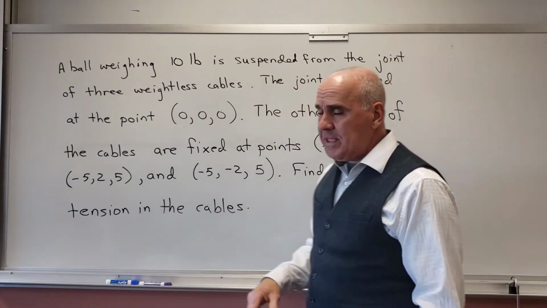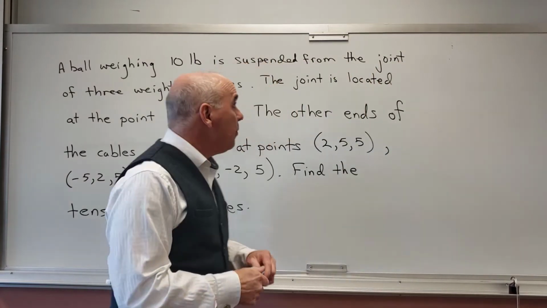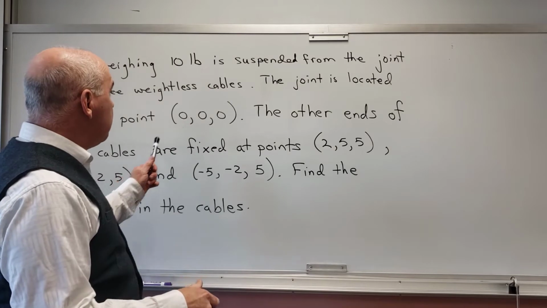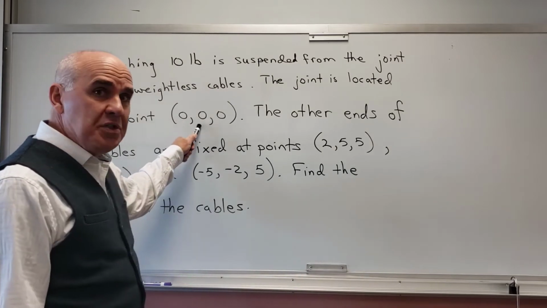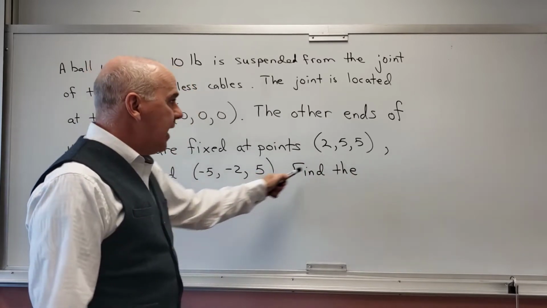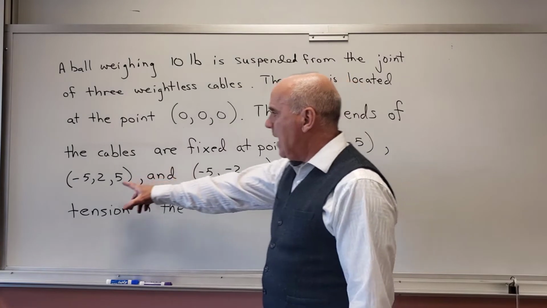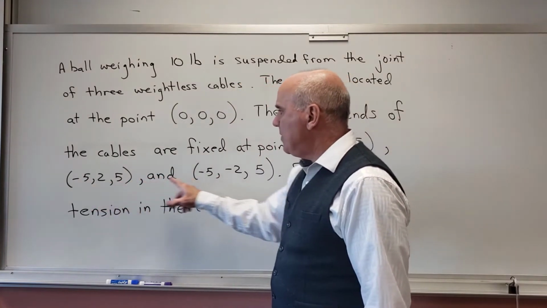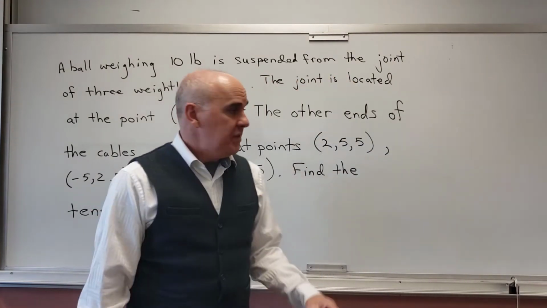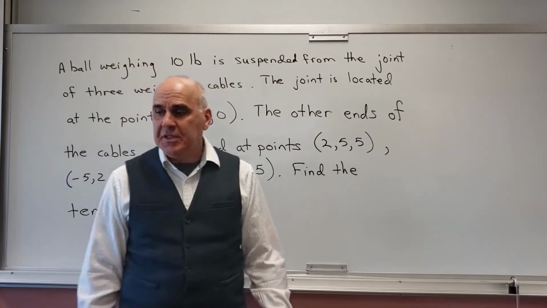I got a ball weighing 10 pounds and it's being suspended by 3 ropes or cables. The position of the mass is at the origin of our system. Then these 3 cables are attached at a ceiling height, and the actual positions of these 3 points of the cables are here. All right, so there's the information that I've been given in this problem.